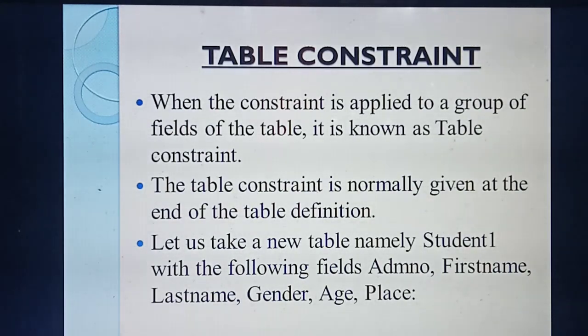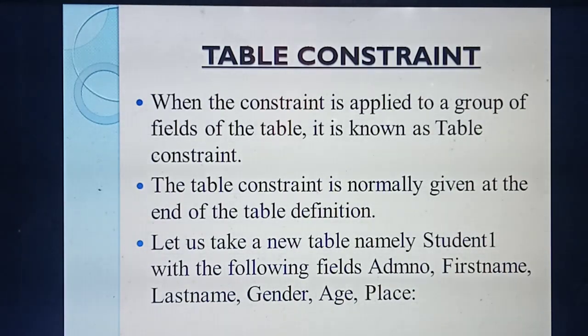So if you are going to apply conditions or constraints on more than one field in the table, that type of constraint we are calling a table constraint. Understand? So the table constraint you will always give at the end of the table definition. Okay. So here they are giving one example.